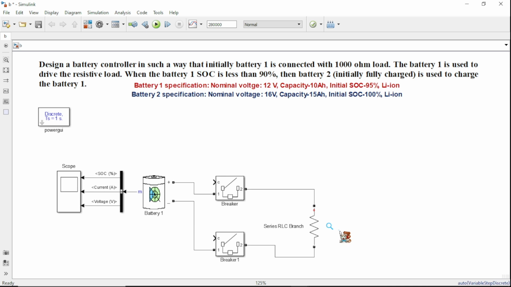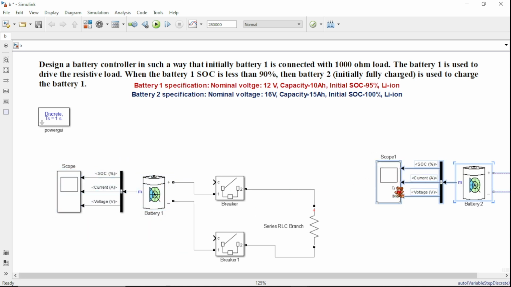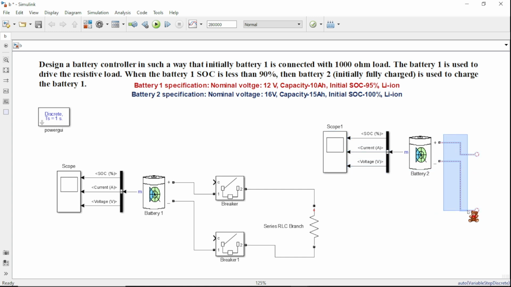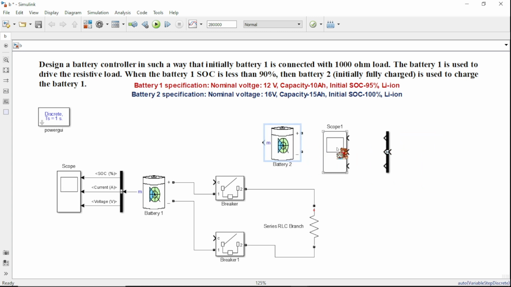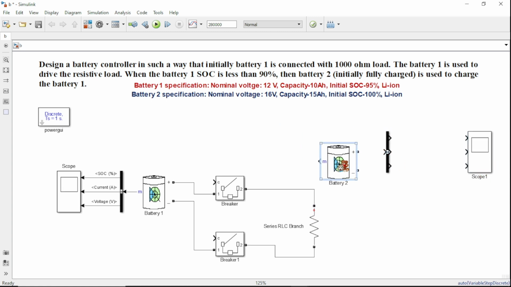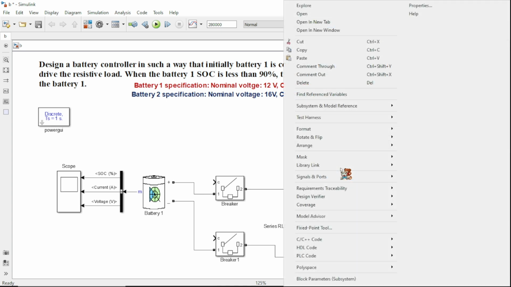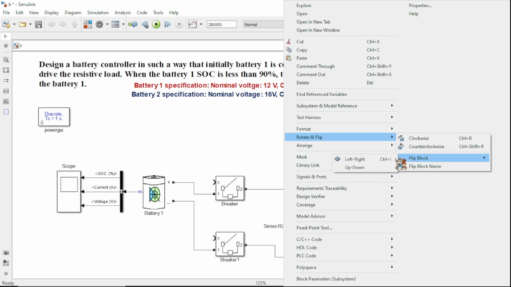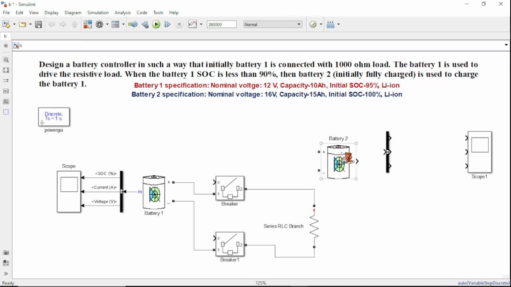Now we have one more battery, that is battery 2. I am copying this portion with Control C and Control V. I am rotating this portion. Now we have to rotate the battery with Control R, and here you can see I have to flip this block up down. Okay, so this is battery 2.